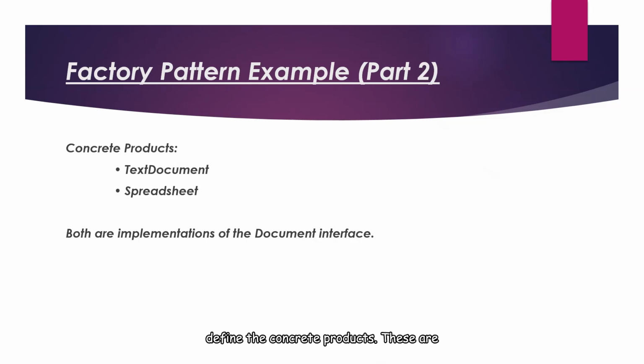Next, we define the concrete products. These are specific types of documents such as TextDocument and Spreadsheet. Each of these classes implements the Document interface, providing their own implementation of the create method. The TextDocument will contain logic for creating a text document, while the Spreadsheet will handle the creation of a spreadsheet.